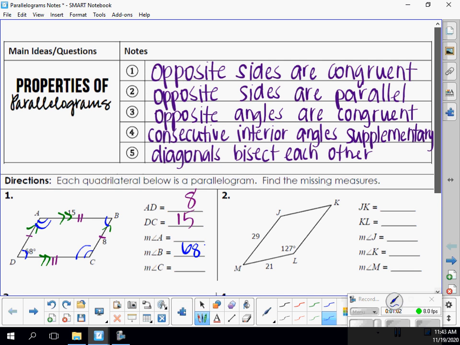And I don't have A and I don't have C, but another property says that consecutive interior angles are supplementary. That means they add to 180. So what that means is on the same side of a parallelogram. So A and D make up a side of the parallelogram. Those two angles are going to add to 180. So I can subtract away 180 minus 68, and that will get me 112 for A. And since it's opposite of C, 112 for C.